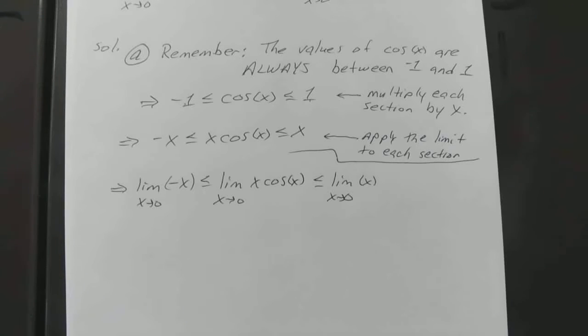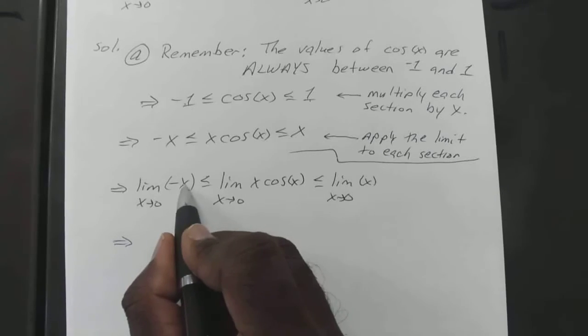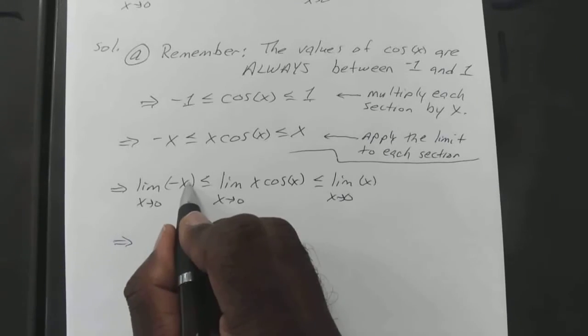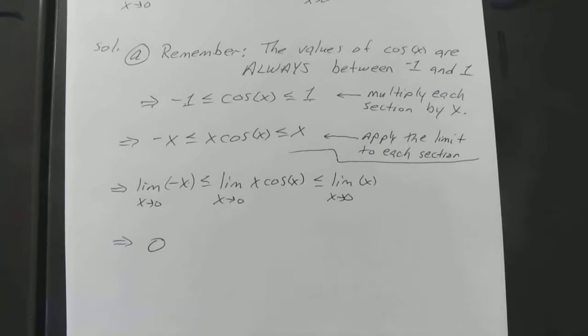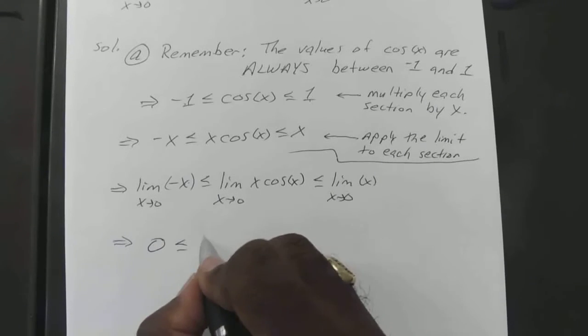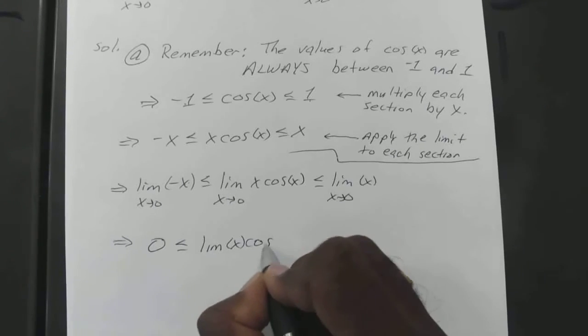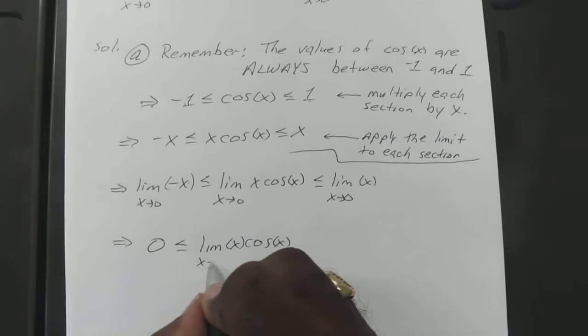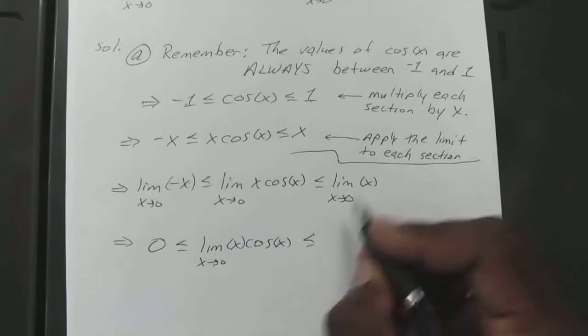Okay. Now the 2 on the end, we can just plug in the 0. So if we just plug in the 0 here, the limit of 0, well, negative 0, same thing, is just 0. Is less than or equal to the limit of x cosine x as x approaches 0, which is less than or equal to the limit of 0 is just 0.